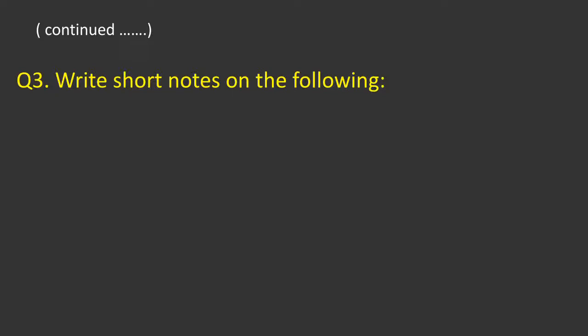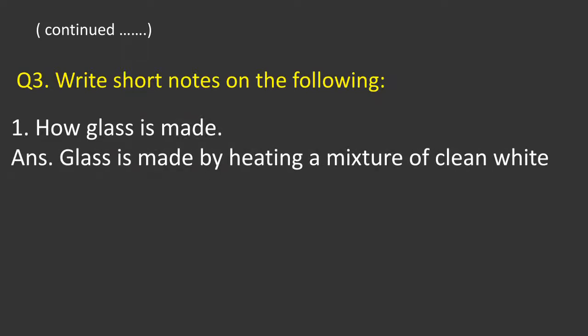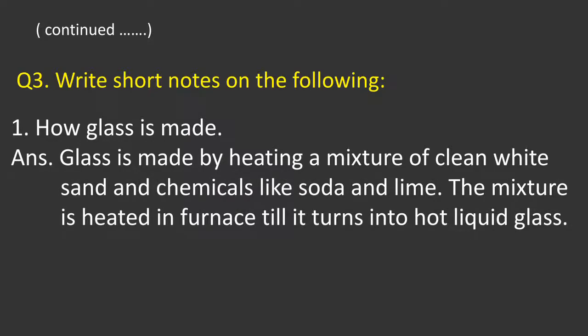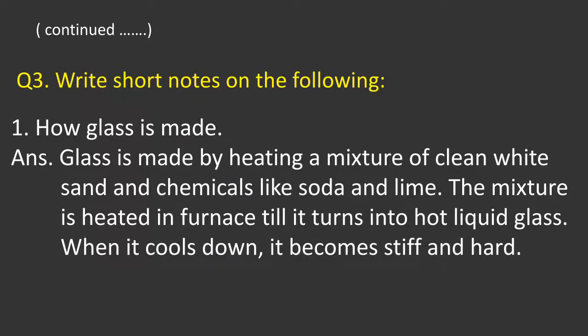Write short notes on the following. How glass is made. Glass is made by heating a mixture of clean white sand and chemicals like soda and lime. The mixture is heated in a furnace till it turns into hot liquid glass. When it cools down, it becomes stiff and hard.